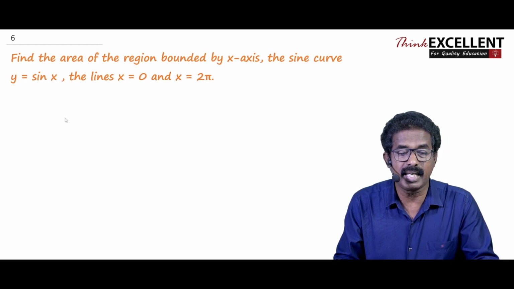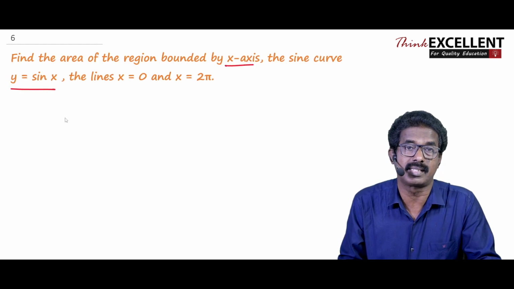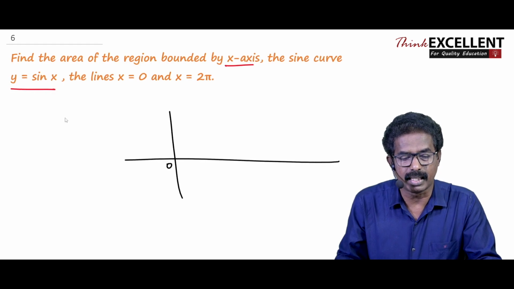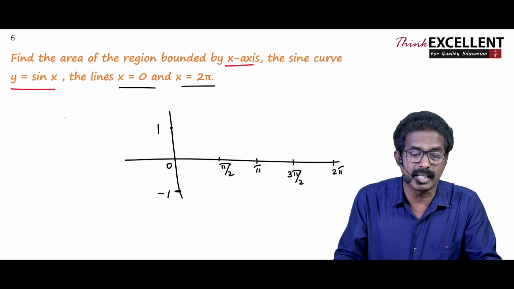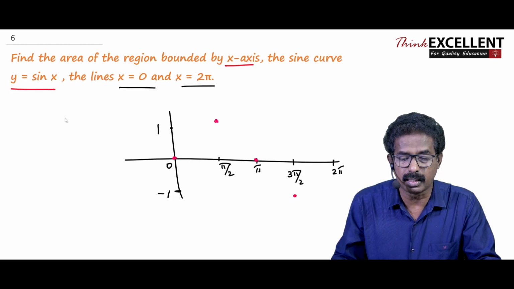It's a good question. Find the area of the region bounded by x-axis and the sine curve y equal to sin x. Please listen. Sin maximum value 1, minimum value minus 1, right? 0, 90, 180, 270, 360. Here up to 0 to 2 pi they asked. So sine 0 is 0, sine 90 is 1, sine pi is 0, then minus 1, then 0. So you know the curve will be like this.